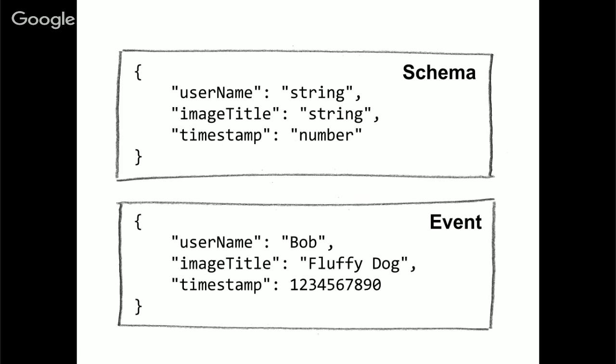To do that, event logging needs schemas. Schemas define what we want to store, and also give a format to the event. In our case, for example, we have a username, which is the username of the user visualizing the image, as a string; the image title of the image being visualized, also a string; and the timestamp, which is a number. Below that, there's an example of an event for our case: username equals Bob, image title is Fluffy Dog, and a timestamp, just a random number.